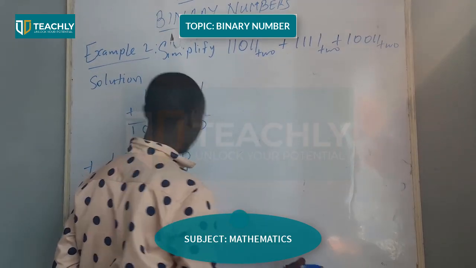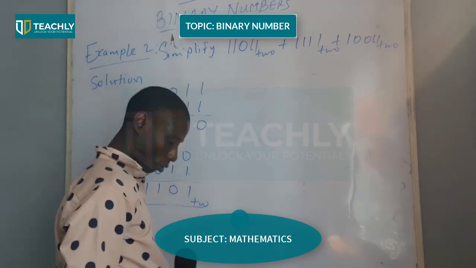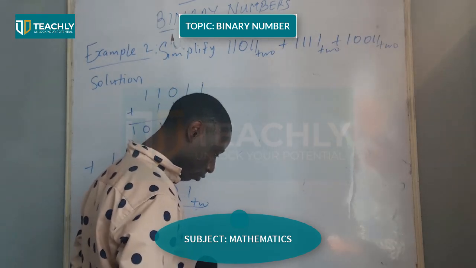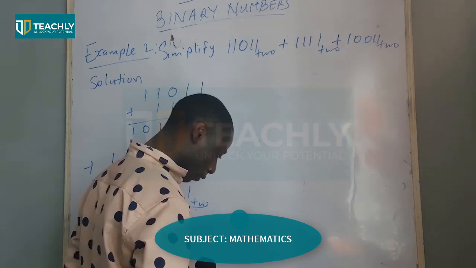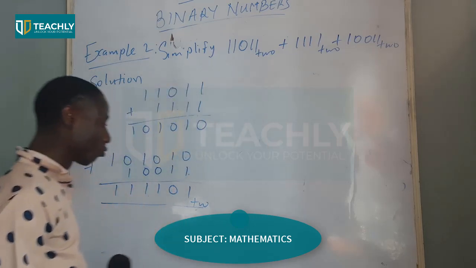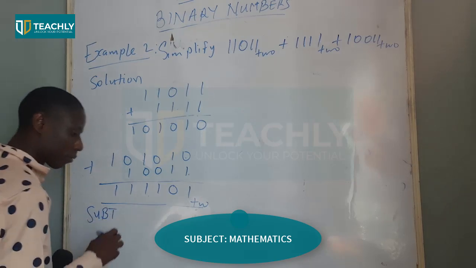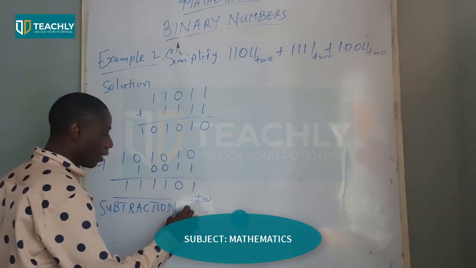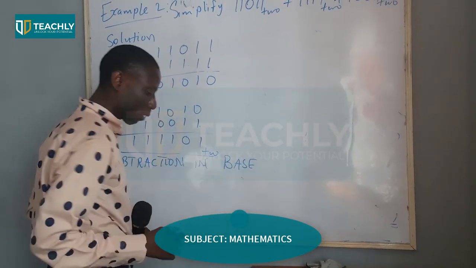So that is the answer for the addition of the 1101, 111. And okay, let's now move to subtraction. That is, when you want to subtract, the subtraction in base 2. Let's look at subtraction in base 2.